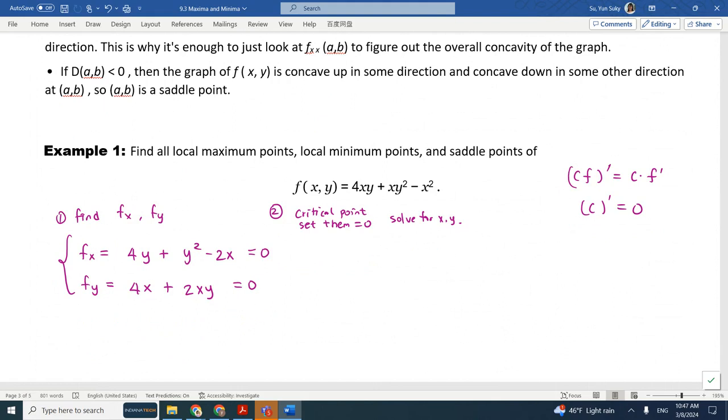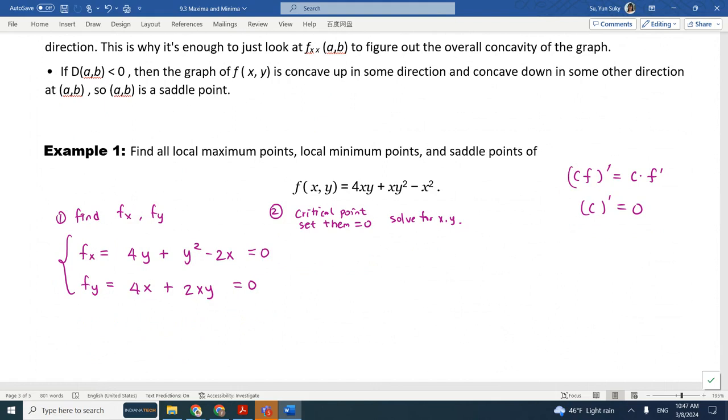That is because when we take the derivative with respect to x, y is a number. Okay? So the derivative with respect to x, the derivative of x is 1. So you get 4y. 4y is a number, stays here. The derivative of x is 1. The y squared is a number, stays here. And then the derivative of x squared is 2x. That's with respect to x.